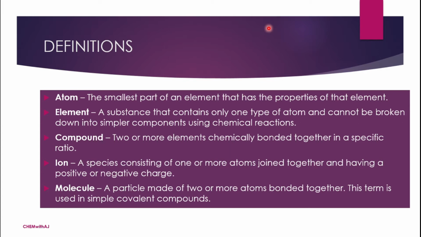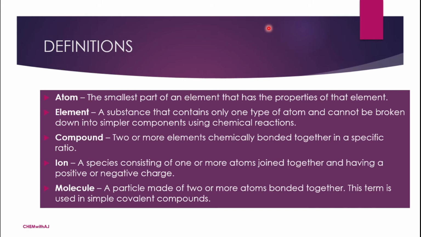There are several basic definitions we have to know. The first being what an atom is. An atom is the smallest part of an element that still has the properties of that element. So we cannot divide an atom into anything smaller and still expect those to have the properties of the element the atom came from.